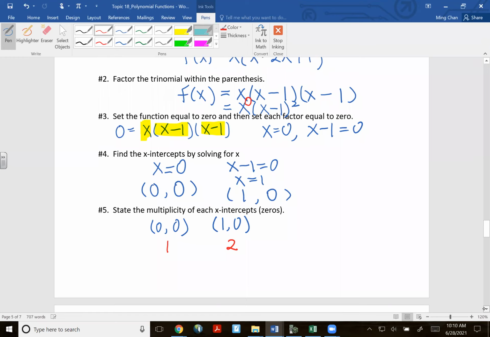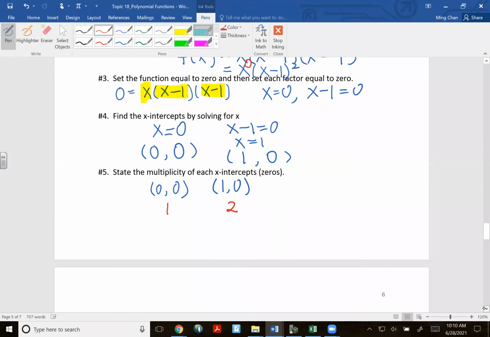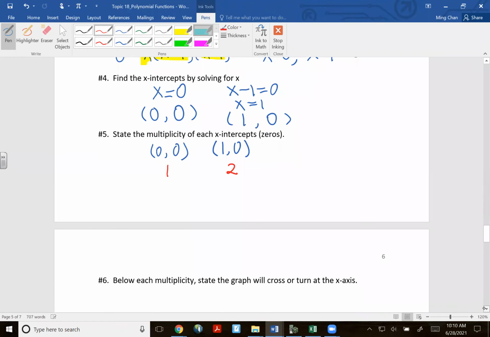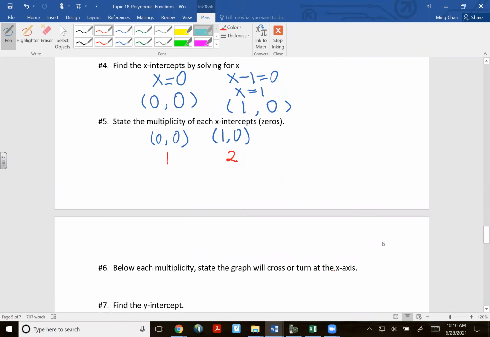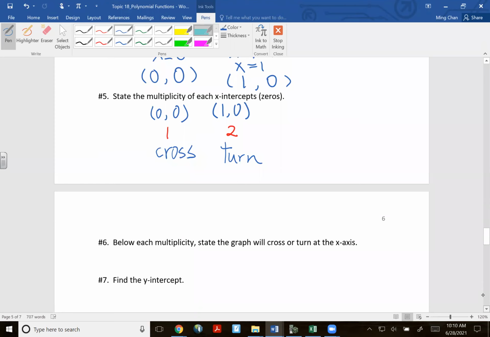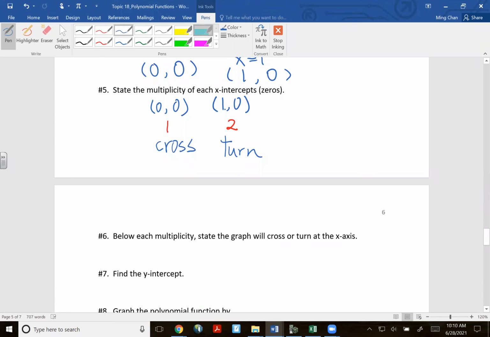All right, number 6. Below each multiplicity, state whether the graph will cross or turn at the x-axis. Below the multiplicity 1, since 1 is an odd number, that means it will cross. Below the multiplicity 2, since 2 is even, that tells me my graph will actually turn. So I got 1 cross and 1 turn: crossing at 0, 0, and my graph will turn at 1, 0.